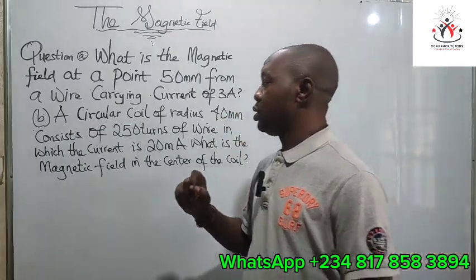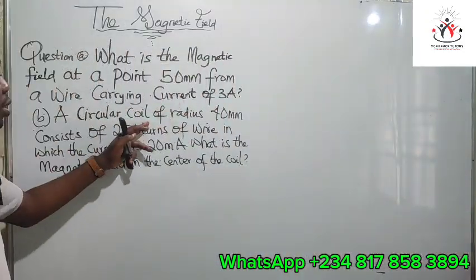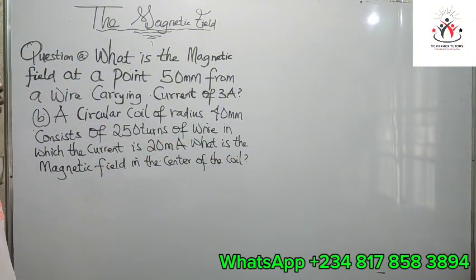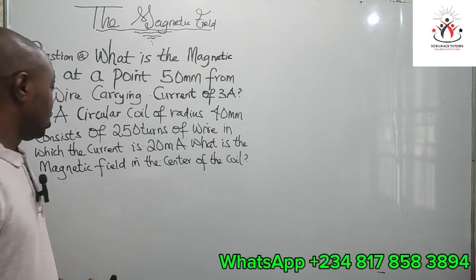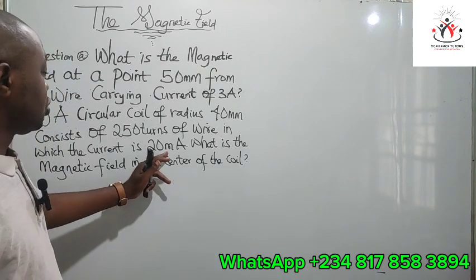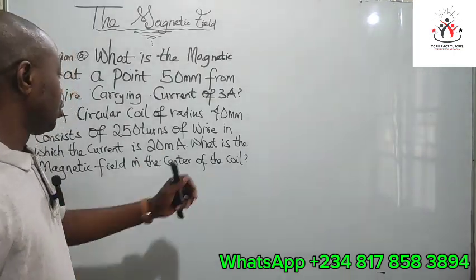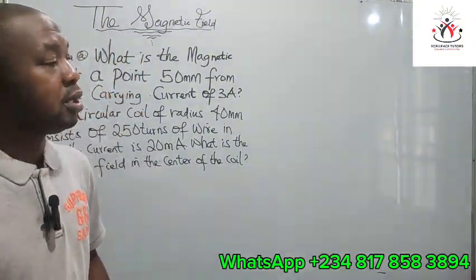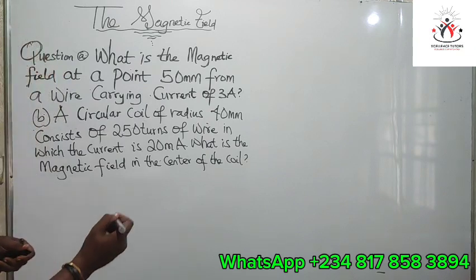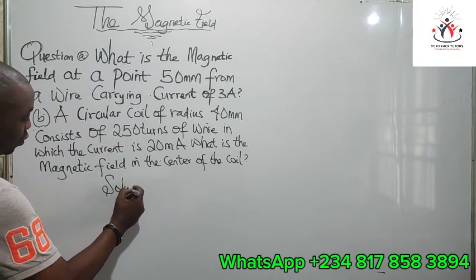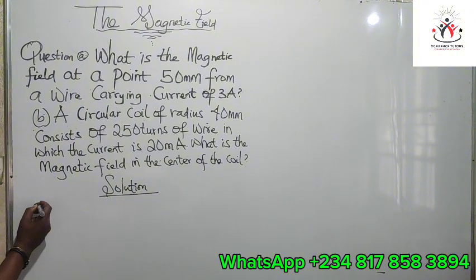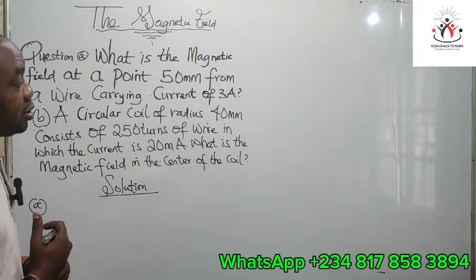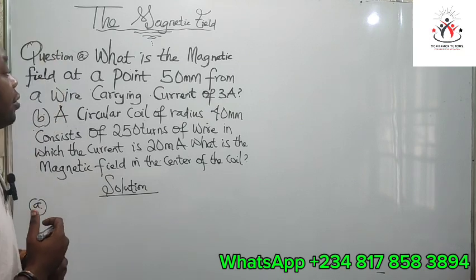The second question is, we have a circular coil of radius 40 millimeters, consisting of 250 turns of wire, in which the current is 20 amperes. We want to know the magnitude of the magnetic field at the center of the coil. Now, for the first question, we want to calculate the magnetic field at a point 50 millimeters from a wire carrying current.